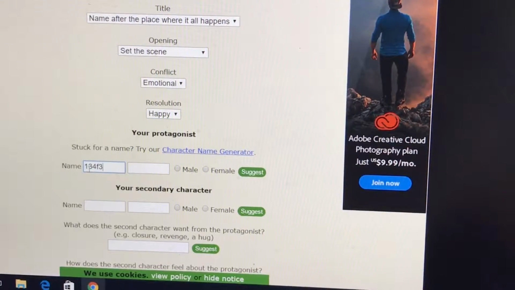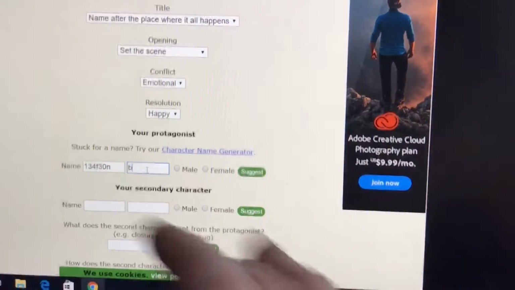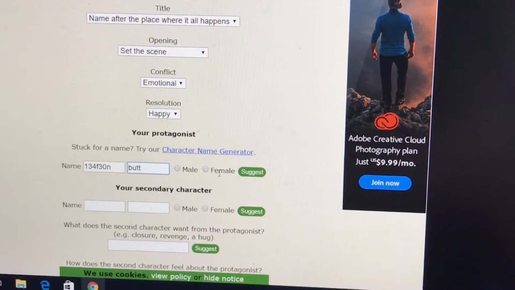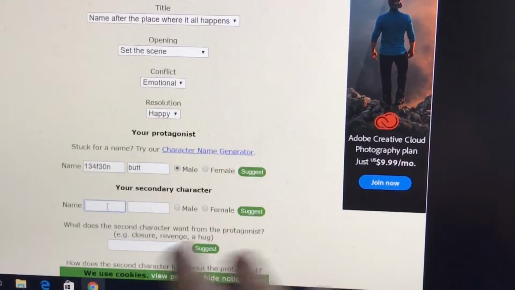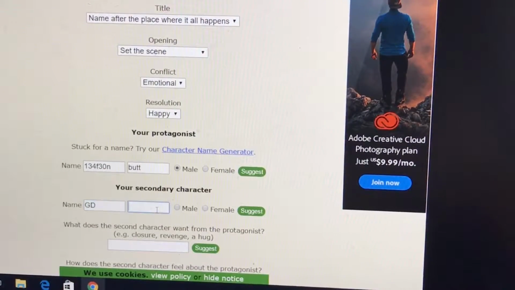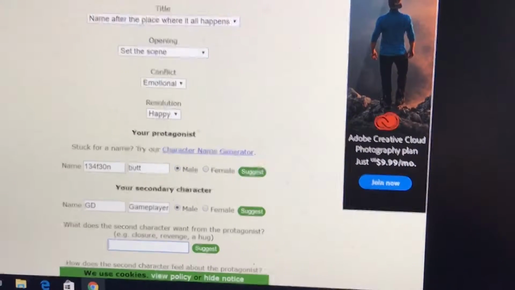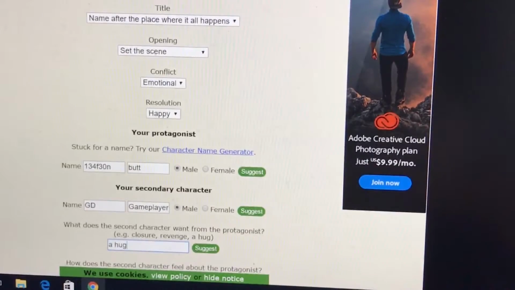We'll just use my username. GD Game Player. Yeah, it works. What does the second character want from the protagonist? A hug. It suggests a hug. Okay.